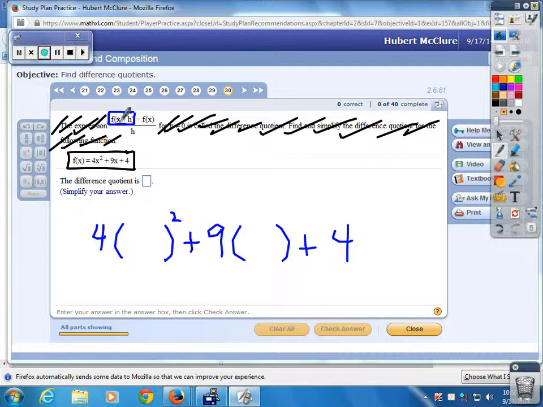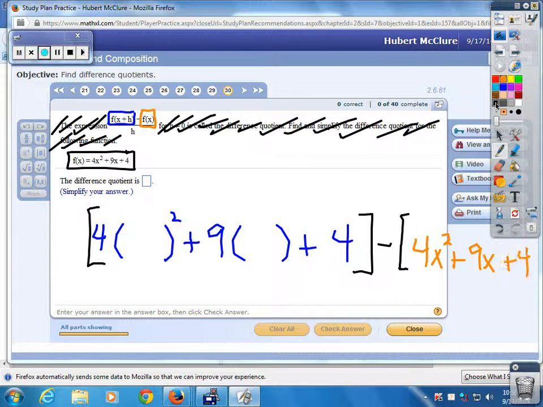And then minus, put that in black because that's part of the original equation. Minus, put this in brackets because that's just that part. Minus this part. Well, what is f of x? Okay, so I'm going to make this orange. And that's going to be 4x squared plus 9x plus 4.